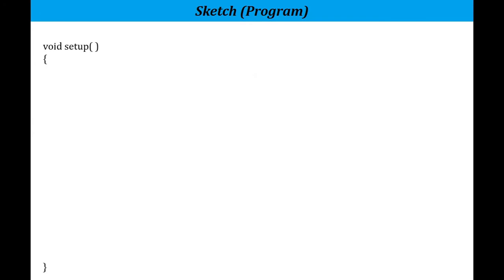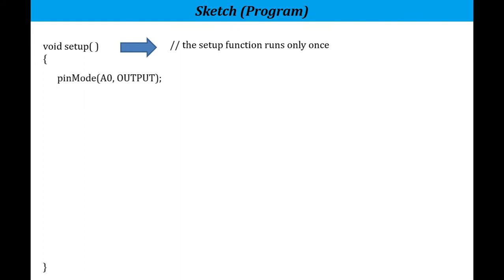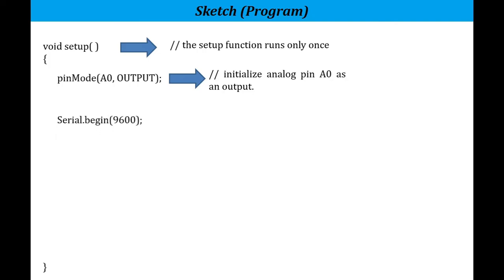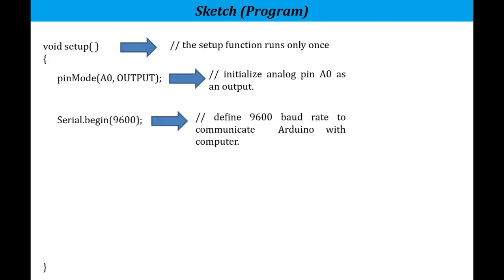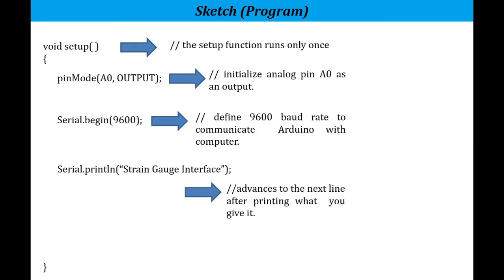Now let's discuss the sketch of this. First is void setup. The setup function runs only once. Then pinMode A0, output. So here we have used analog pin A0, which will be treated as an output. Next is Serial.begin(9600). It is used to begin serial communication with the baud rate of 9600. Next is Serial.println strain gauge interface. So it will print the sentence strain gauge interface and the cursor will go to the next line because here we have used Serial.println. Then delay 1000, that is, wait for a second.